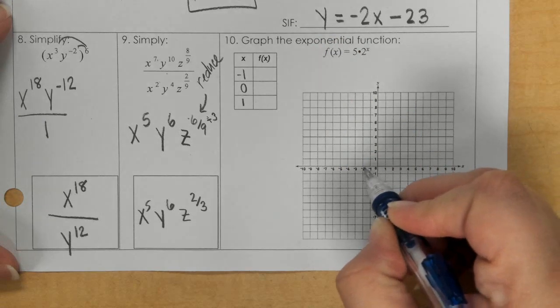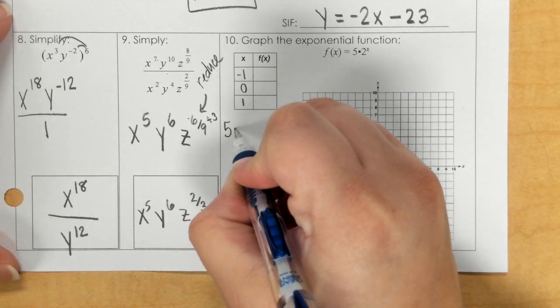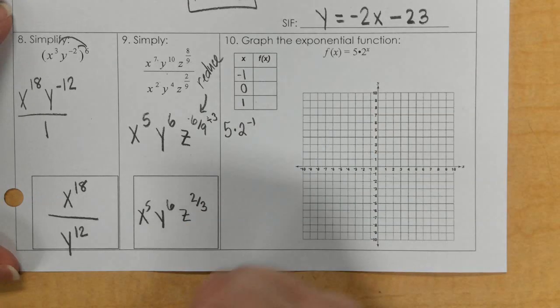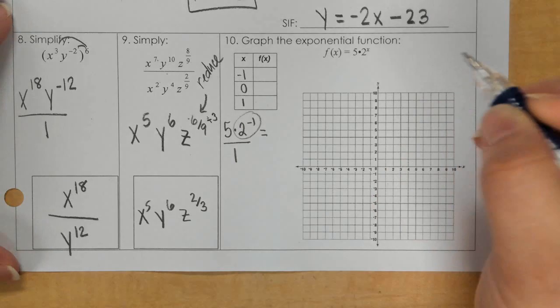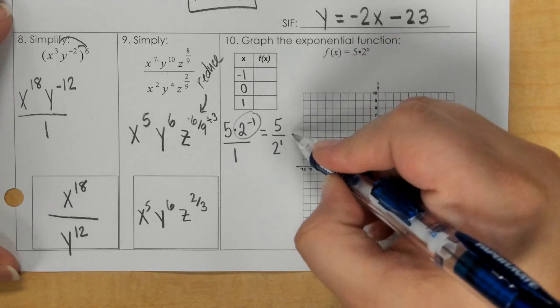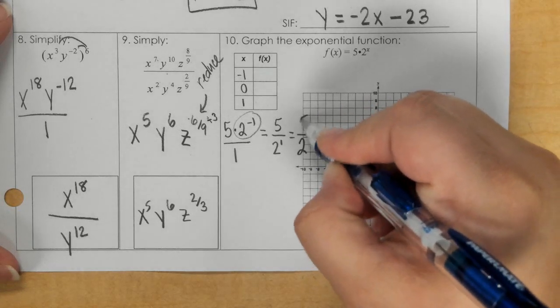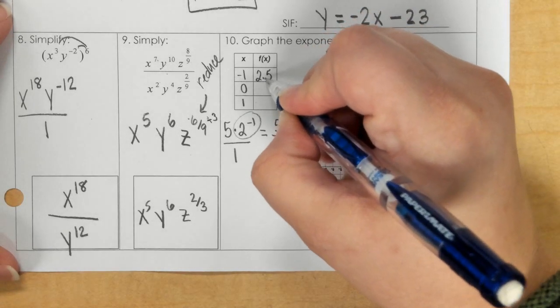Okay, and then for number 10, I use the numbers negative 1, 0, 1, because they're in the middle of the graph, and I plug them into the equation. So 5 times 2 to the negative 1, we apply our exponent rules, so I need to move that to the bottom of the fraction. 2 to the first is just 2. 5 divided by 2 is 2.5.